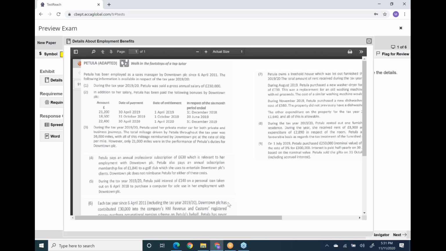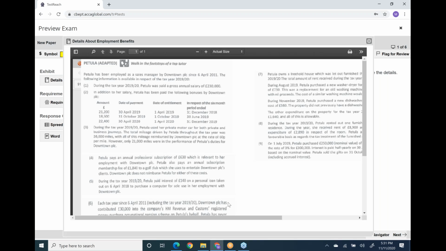Okay, now next, the last bonus. Payment date is 30th April 2020, but entitlement date is 1st April 2020. Come on, use your brain. Which date is earlier? The earlier date is 1st April 2020, and yes, 1st April 2020 lies in our fiscal year. So definitely we have to include this bonus. So in point number 2, the bonus area, which two bonuses are relevant, dear students? The second and third, 18,600 and 22,400.